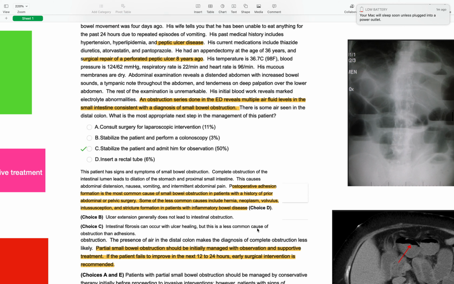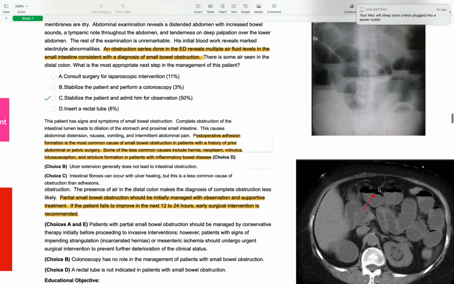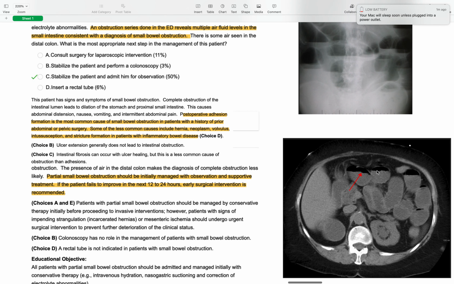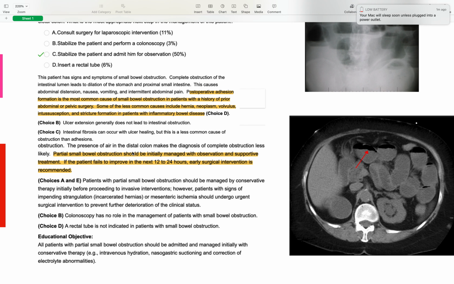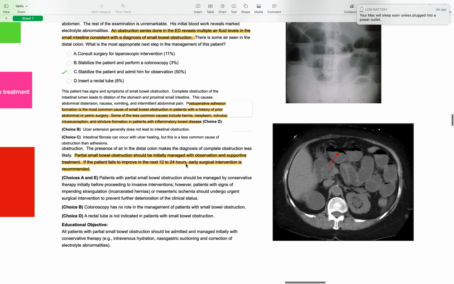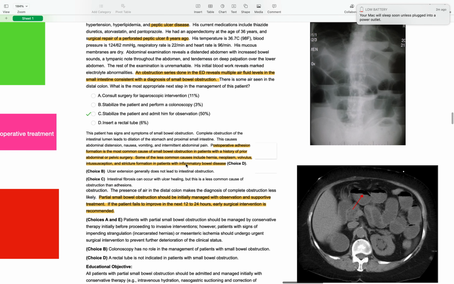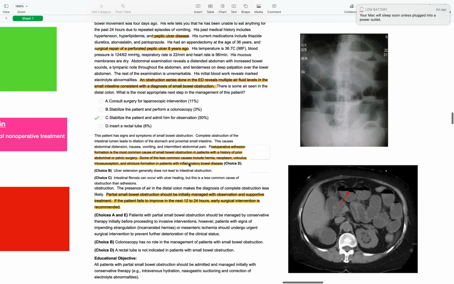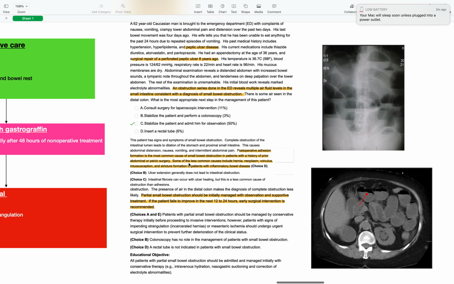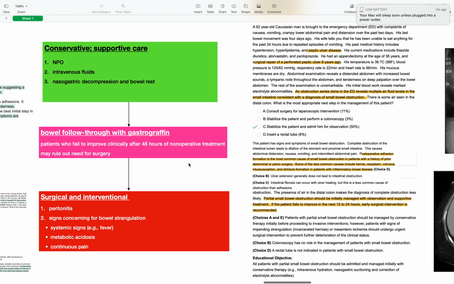On a CT scan, you see air fluid levels like that. Partial small bowel obstruction should be initially managed with observation and supportive treatment. If the patient fails to improve in the next 24 hours, early surgical intervention is recommended. Also remember that small bowel obstruction is less severe compared to large bowel obstruction. So let's go through the management.